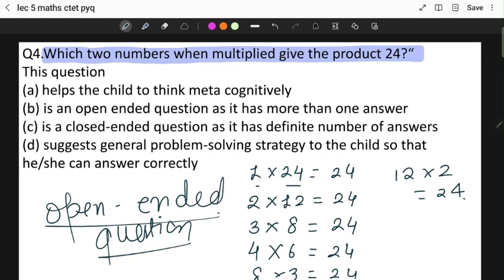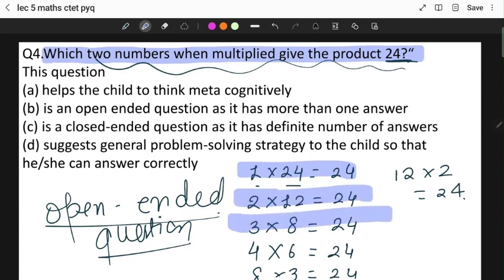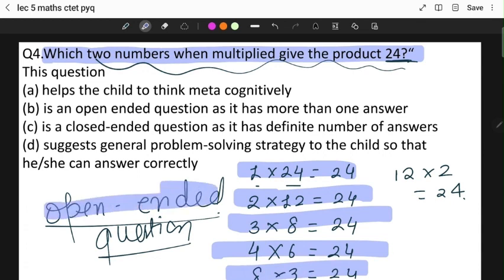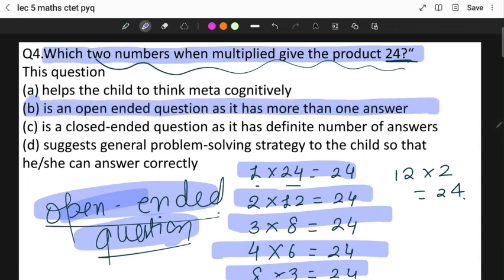For this particular question, they have asked us to tell two numbers whose product should be 24. Here there are multiple answers: 1 into 24 is 24, 2 into 12 is 24, 3 into 8 is 24, 4 into 6 is 24, 8 into 3 is 24, and so on. So this is an open-ended question, where we find multiple answers for a given question. The answer for this question is that it is an open-ended question. It has more than one answer.